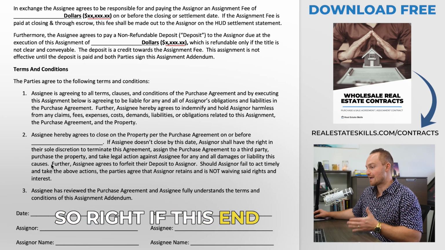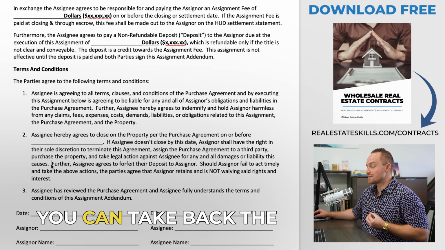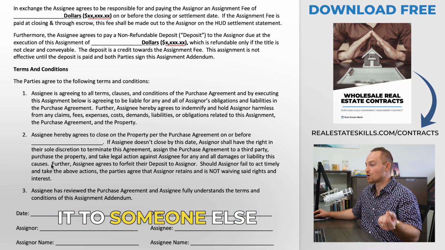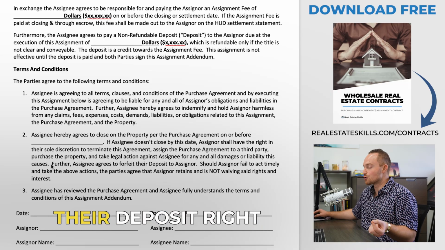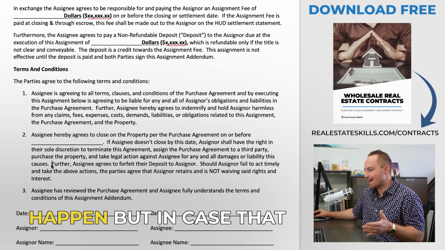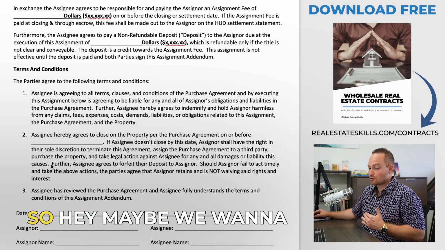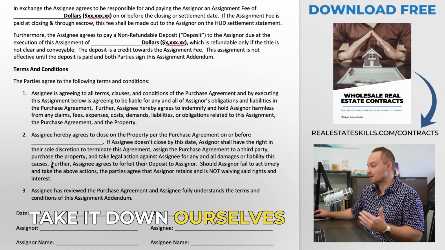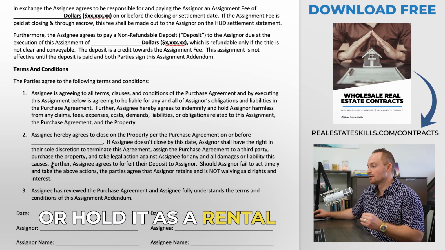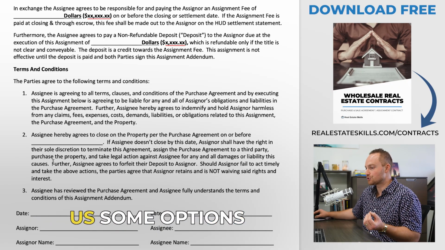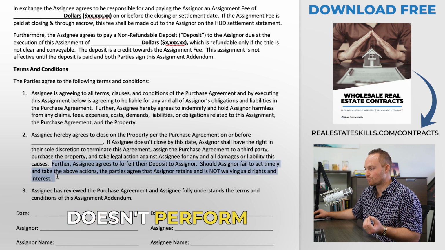So, right, if this end buyer doesn't perform, you can take back the contract and assign it to someone else, and you can even keep their deposit, right? We don't want that to happen, but in case that they can't perform, we get the contract back. So, hey, maybe we want to take it down ourselves and fix and flip it or hold it as a rental. So this just allows us some options in case our buyer doesn't perform.